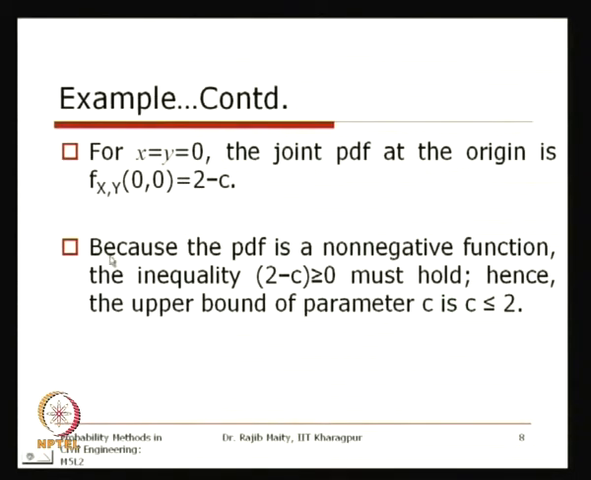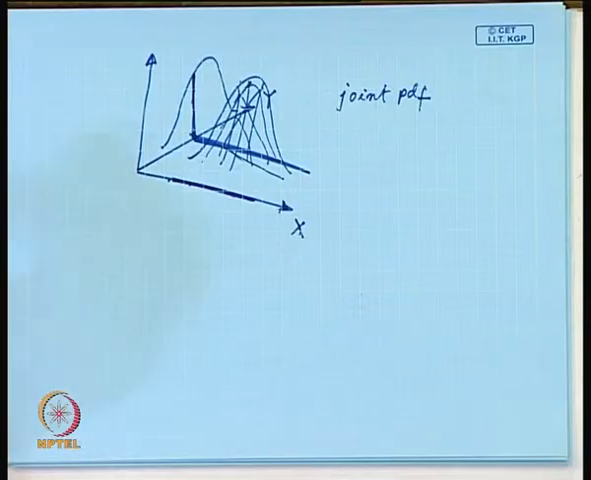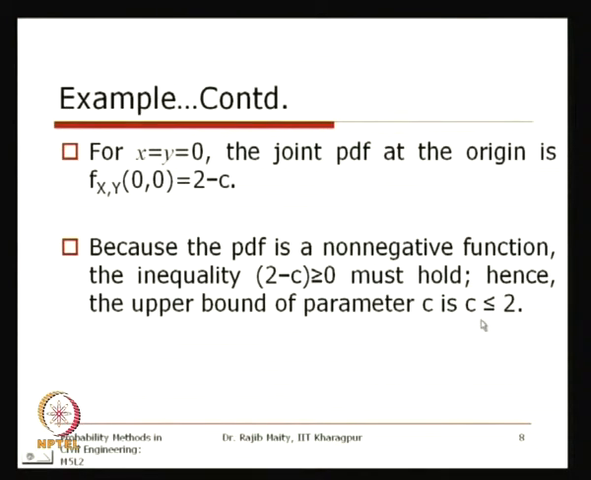So now, because this PDF is a non-negative function, we know the inequality 2 minus c greater than or equal to 0 must hold. Hence the upper bound of this parameter c is less than or equal to 2. So with this, we got the possible values that c can take. Now we will take this problem again later, where we will discuss getting the marginals from the joint PDF.